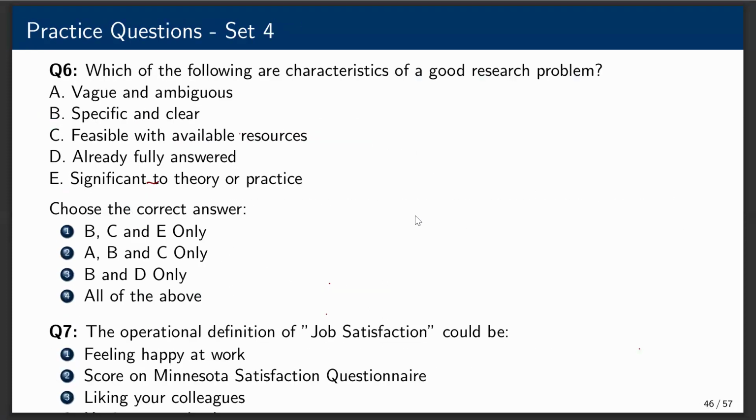Okay. So which of the following are characteristics of a good research problem? Vague and ambiguous.